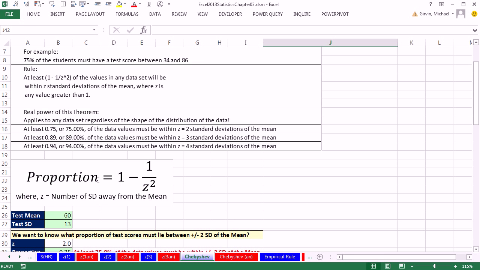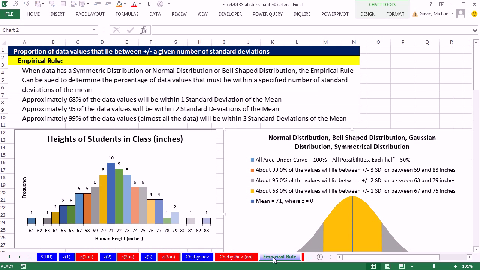Now, one thing about this rule is we're given the formula to calculate the percentage. We're now going to go look at the empirical rule, and we'll see that we're not going to be given the formula. We won't get that till Chapter 6, but we will see this kind of statement. So let's go over to the empirical rule. Now, the empirical rule, guess what? It has to do with bell-shaped distributions.